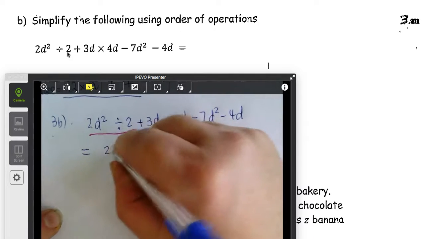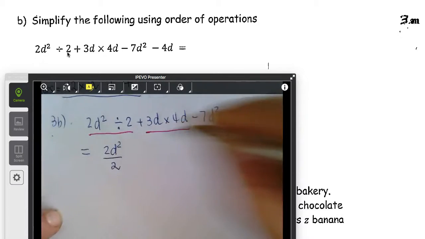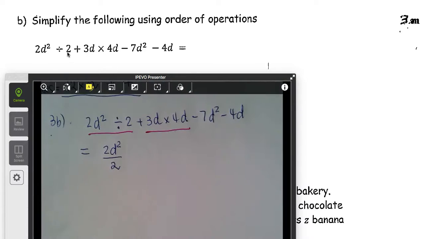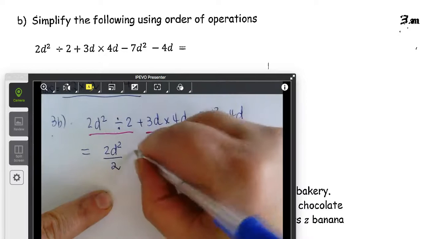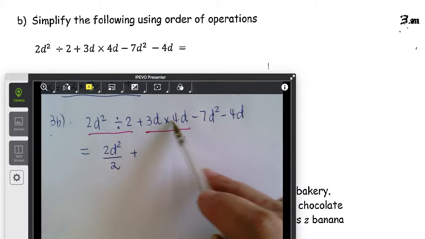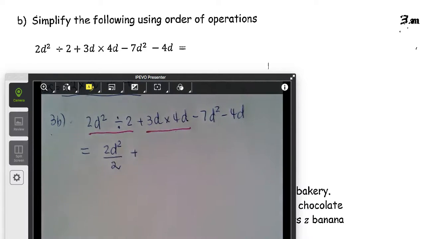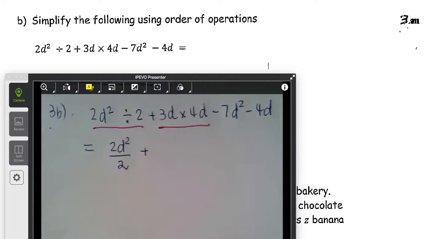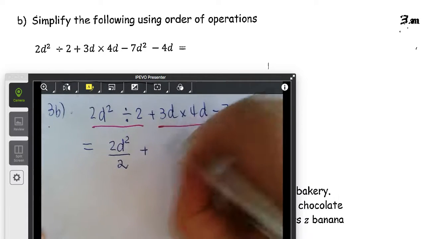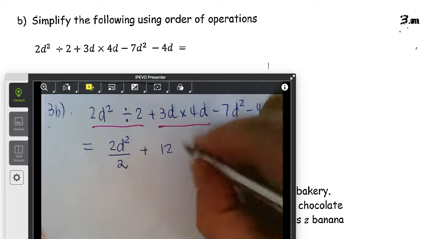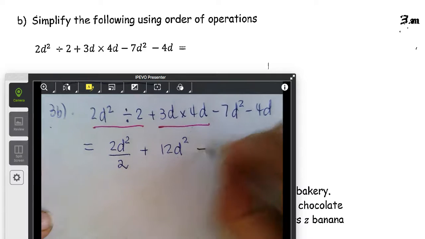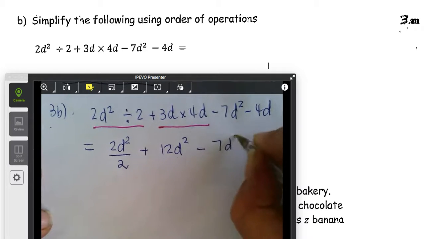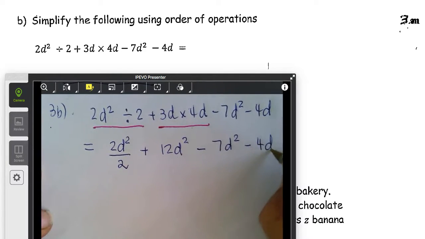Now, I'm going to put them over each other because when you divide, it's much nicer to put them over. So this bit, 2d squared divided by 2, I like to write it as over 2 plus, now what's 3d times 4d? 3d times 4d, what does that equal? 12d squared. So we've worked that out there. Then I'm just going to write the others next to it. Take away 7d squared, take away 4d.